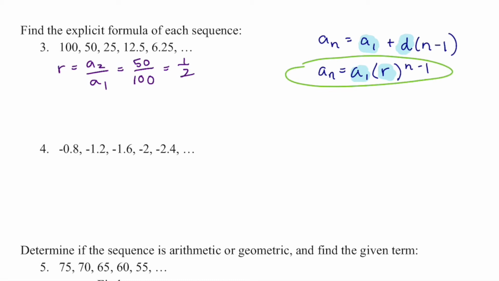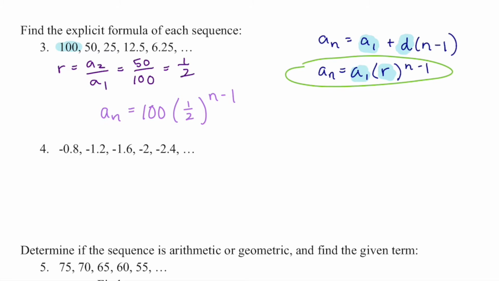Okay, my explicit formula is just inputting A1 and R. Well, I've solved for R, and A1 is given to me in the problem, right? A1 just stands for first term. So I can finish this problem out, and I know that An equals A1 times 1/2 to the n minus 1. And now this equation would allow me to find any term in this sequence I wanted.